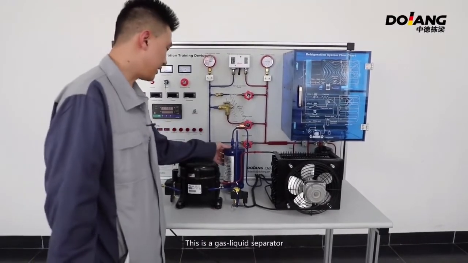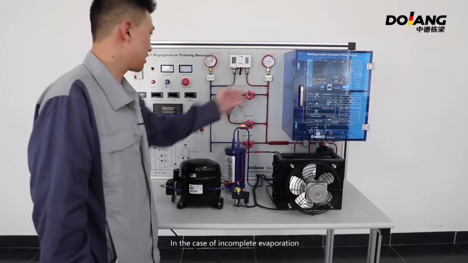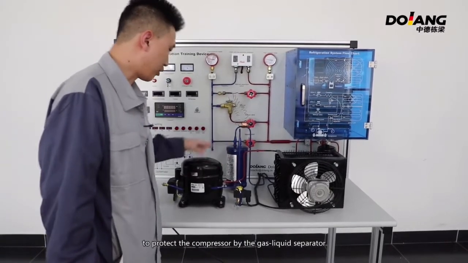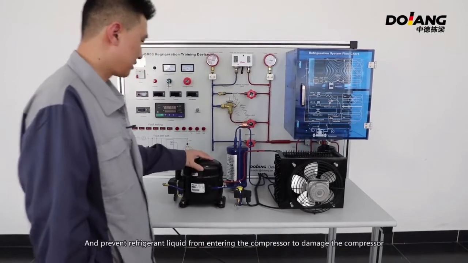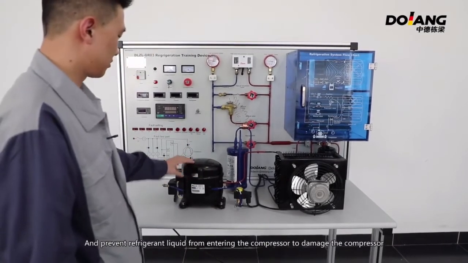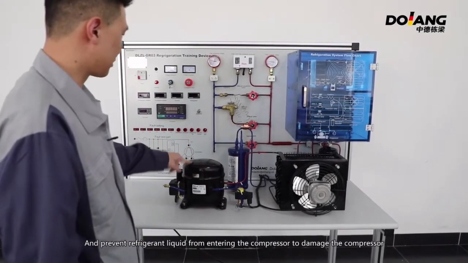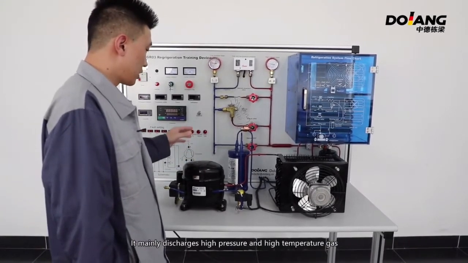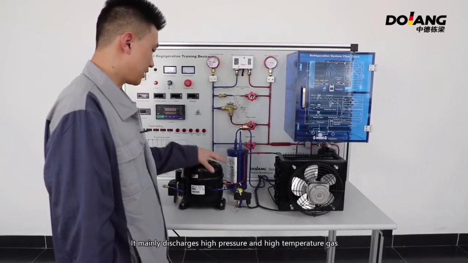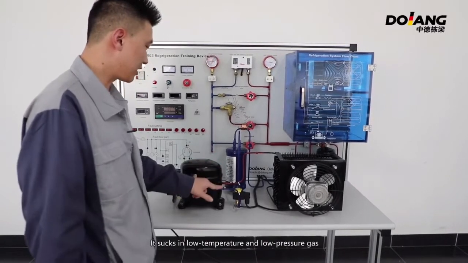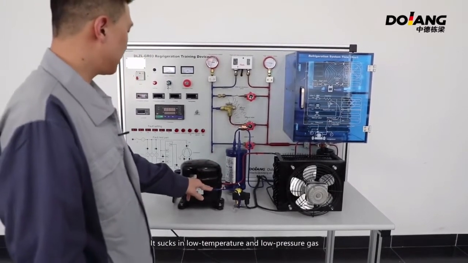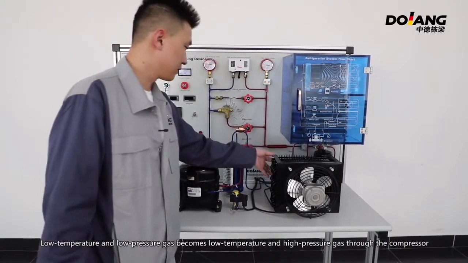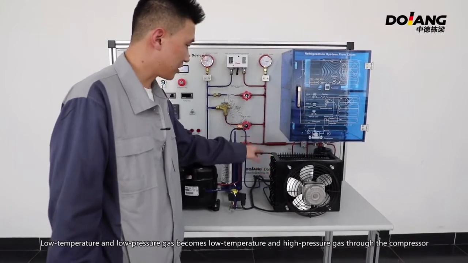This is a gas-liquid separator. Take the evaporator for example. In the case of incomplete evaporation, the gas-liquid separator protects the compressor and prevents refrigerant liquid from entering the compressor and damaging it. It mainly discharges high pressure and high temperature gas. It sucks in low temperature and low pressure gas. Low temperature and low pressure gas become low temperature and high pressure gas through the compressor.